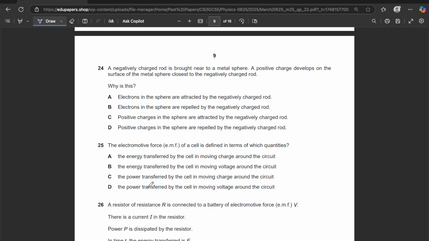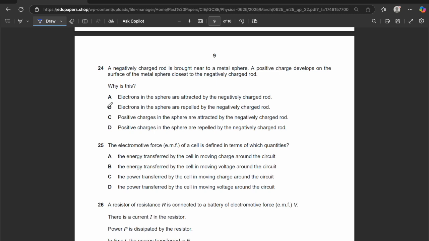24. A negatively charged rod is brought near to a metal sphere. A positive charge develops on the surface of the metal sphere closest to the negatively charged rod. So why is this? It's just attraction, right? Opposite charges attract. So maybe the electrons in the sphere are attracted by the negatively charged rod. That's the opposite of what's happening, right? They have to be repelled because they're like charges.